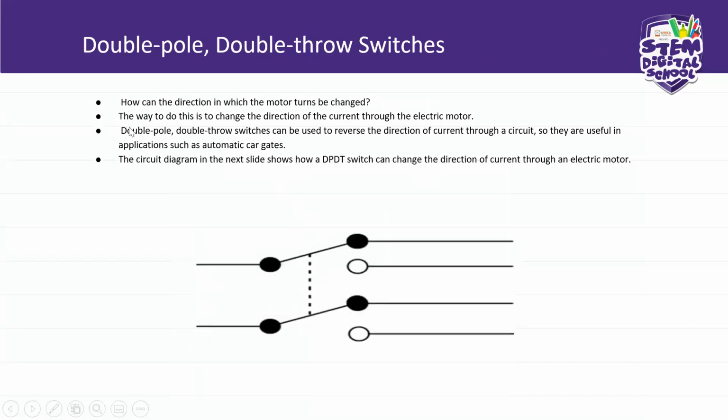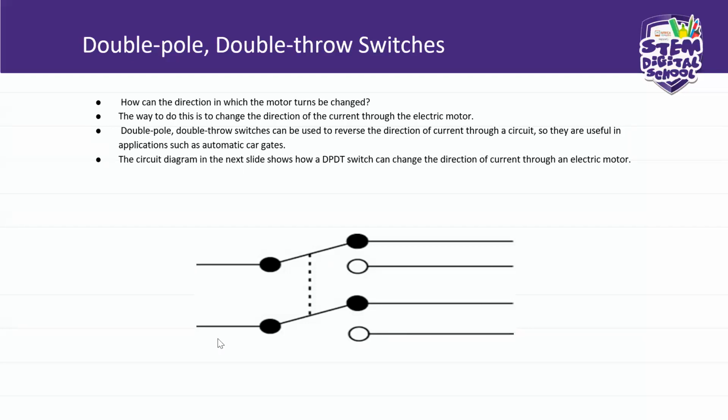Now, the way to do this is to change the direction of the current through the electric motor. A double pole, double throw switch can be used to reverse the direction of current through a circuit. So they are useful in applications such as automatic car gates. The circuit diagram in the next slide shows how a double pole, double throw switch can change the direction of current through an electric motor.